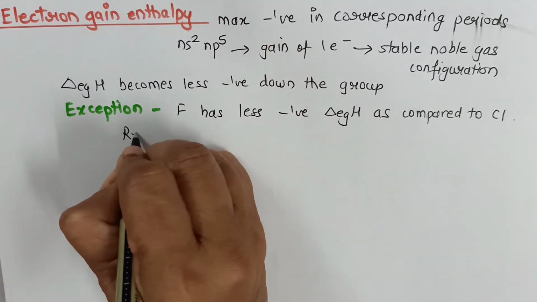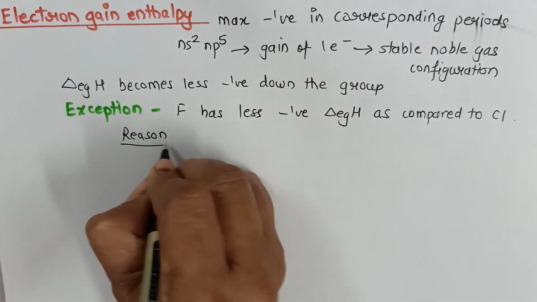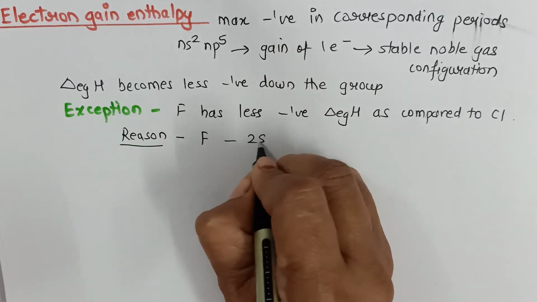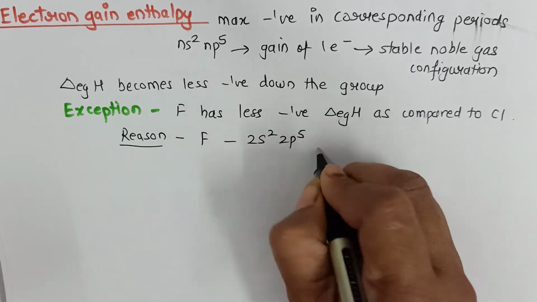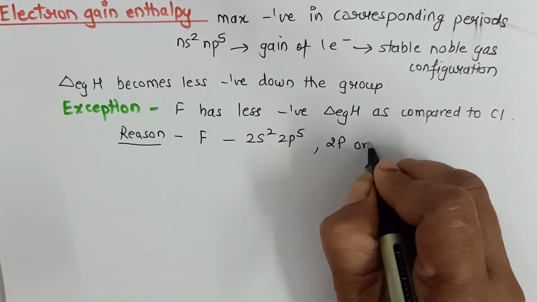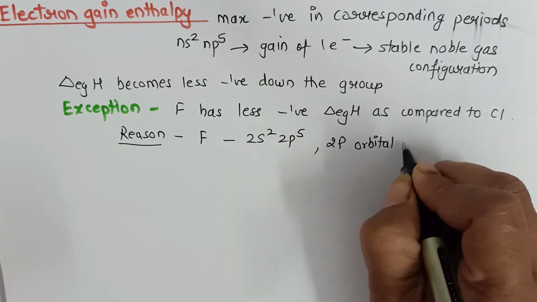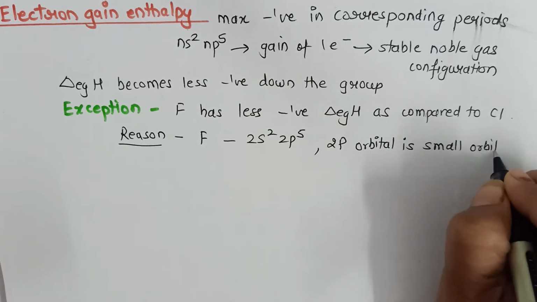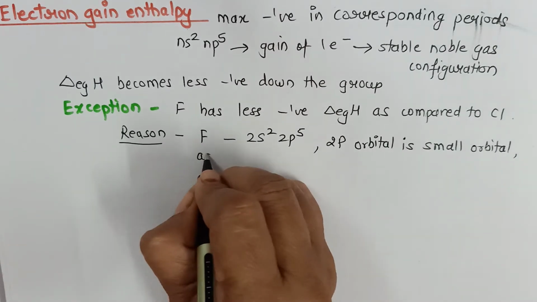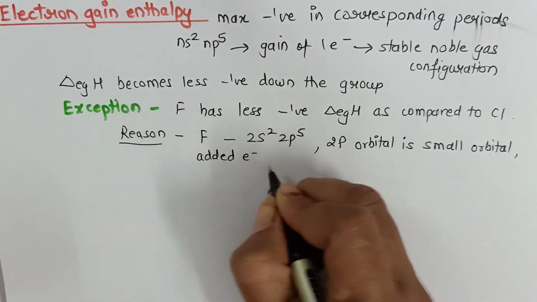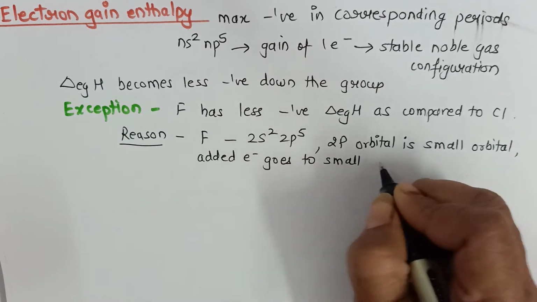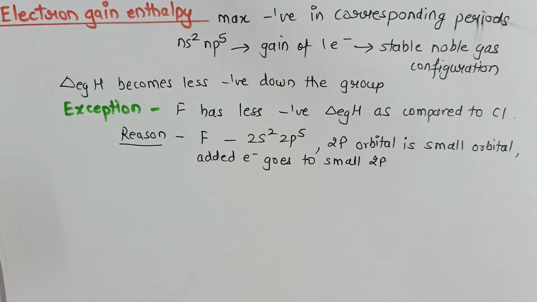The reason lies in the configuration. Fluorine has the configuration 2s2 2p5. So the 2p orbital is a comparatively small orbital. The added electron goes to this small 2p orbital. So what happens?